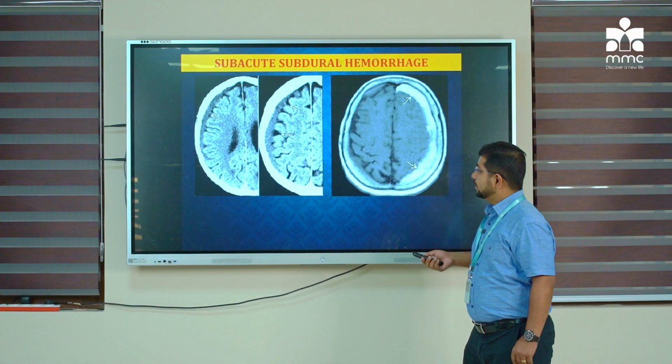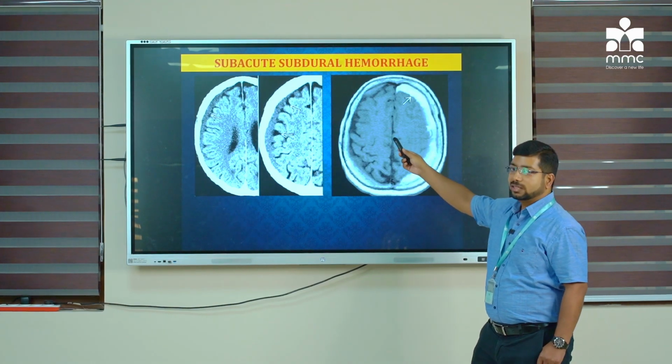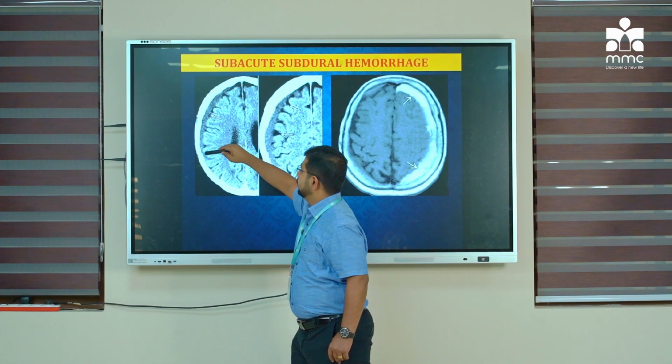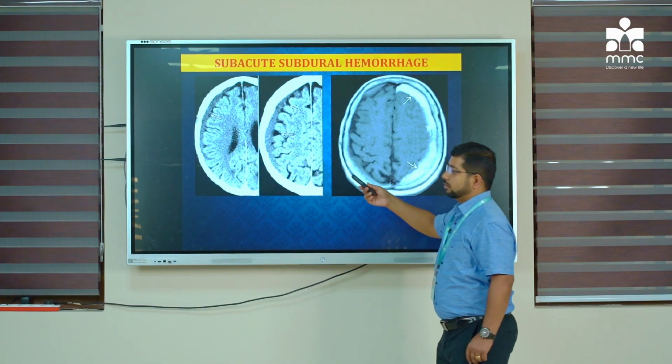So as more time passes, what will happen? The blood products will break down and it will become darker than the brain. So you can see this here. So this is late subacute subdural hemorrhage.